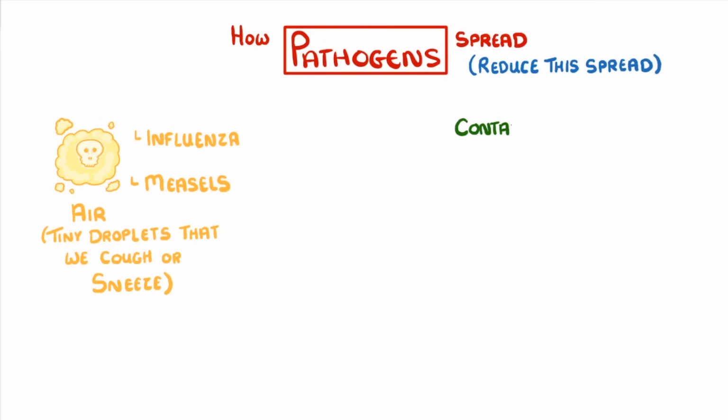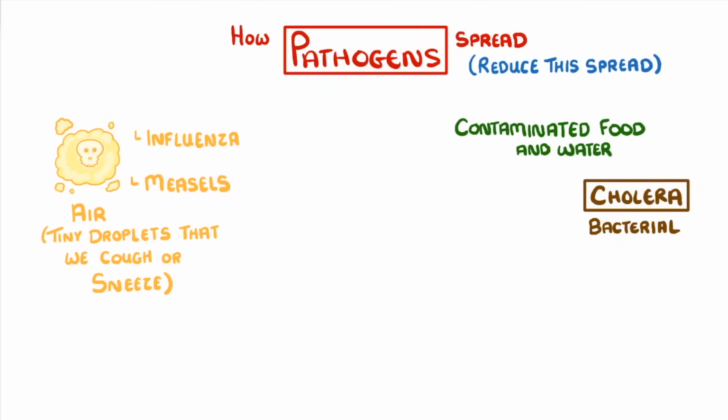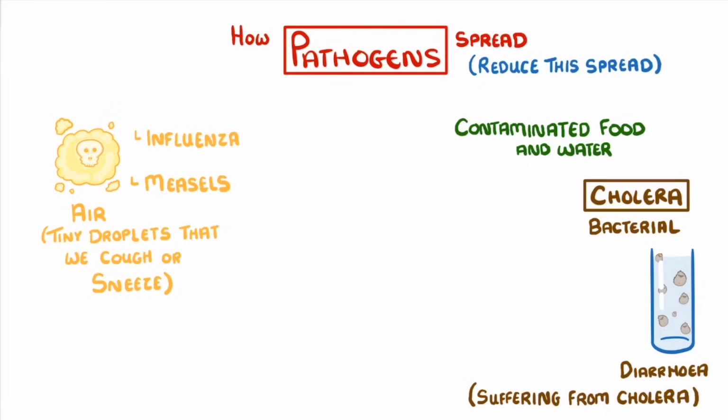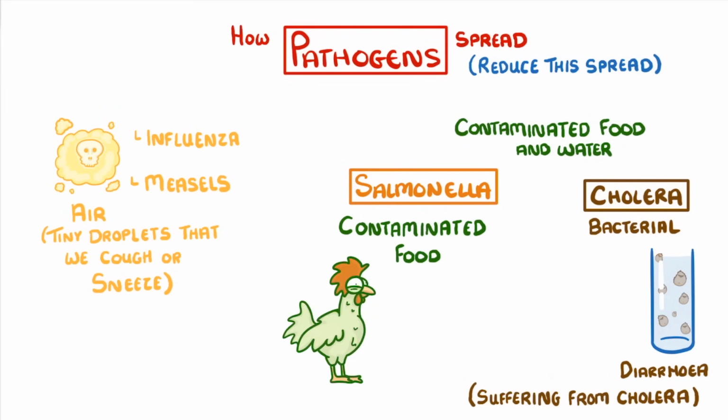Another route is through contaminated food and water. For example, cholera is a bacterial disease, which is spread by drinking water that's been contaminated by the diarrhea of somebody already suffering from cholera. Meanwhile, salmonella bacteria is spread by eating contaminated food, particularly chickens.